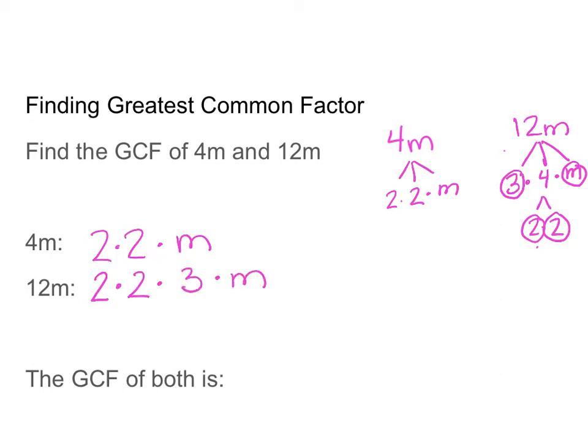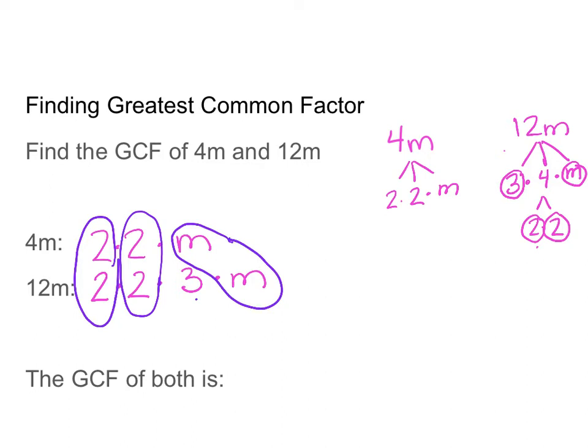Now, remember the greatest common factor is what do they have in common between both? So let's look. I've got a 2 and I have another 2, so they match up. I don't have a 3 in the top one, so I can't do that. But my m's match. So this would be 2 times 2 times m is what I would have for my greatest common factor. So 2 times 2 is 4, and then I have an m. So my greatest common factor of both of them would be 4m.